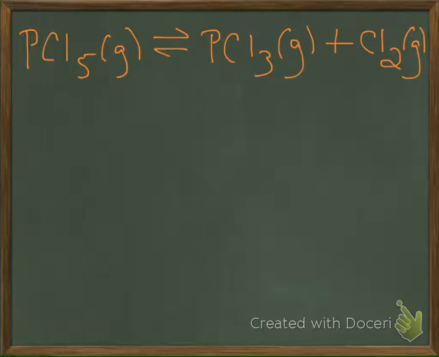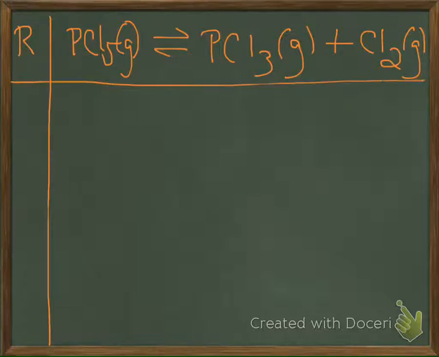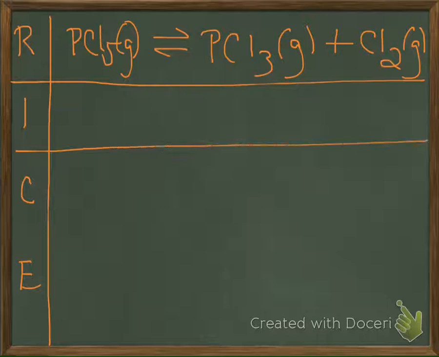Alright, so here's our reaction, and what we want to do is set up a RICE table. I actually left myself too little room. PCl5, which is a gas, goes to PCl3 and Cl2. And here is my R for reaction. And I'm going to set up a table like this. Go down, I'm going to write I, C, and E. I again for initial, C is going to be your change, and E is going to be your equilibrium.